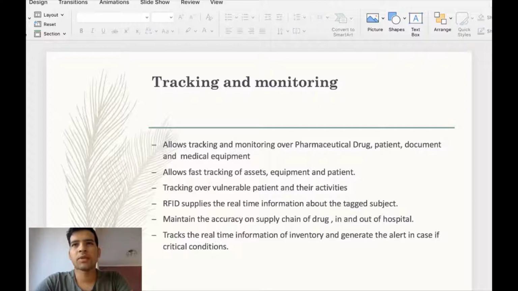Monitoring the hospital's inventory, supplies, and assets is the most common application of RFID technology. It gives plenty of opportunity to maintain accuracy in the supply chain of the drug. This technology also tracks the real-time information of inventory and generates an alarm in the case of a critical condition.